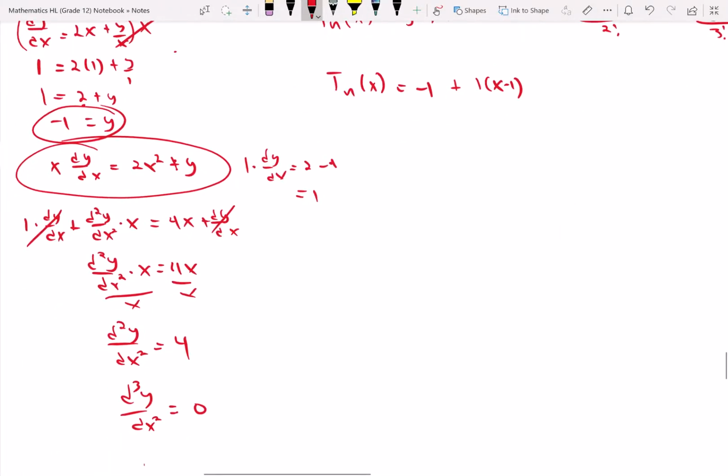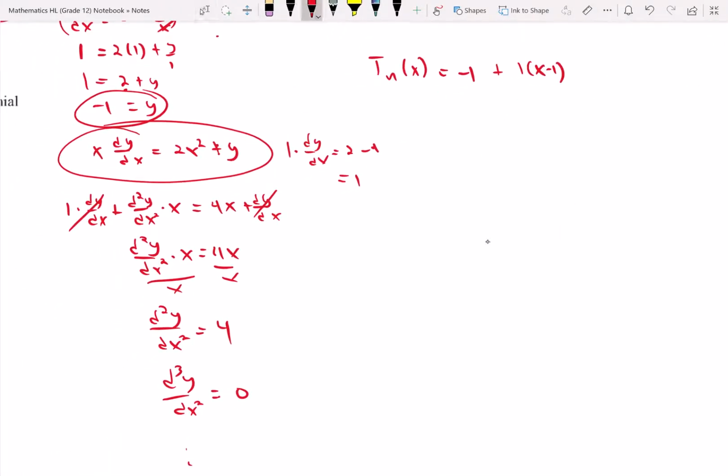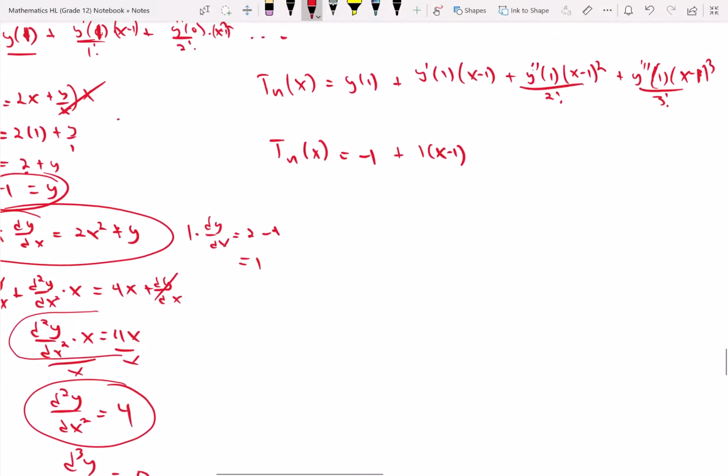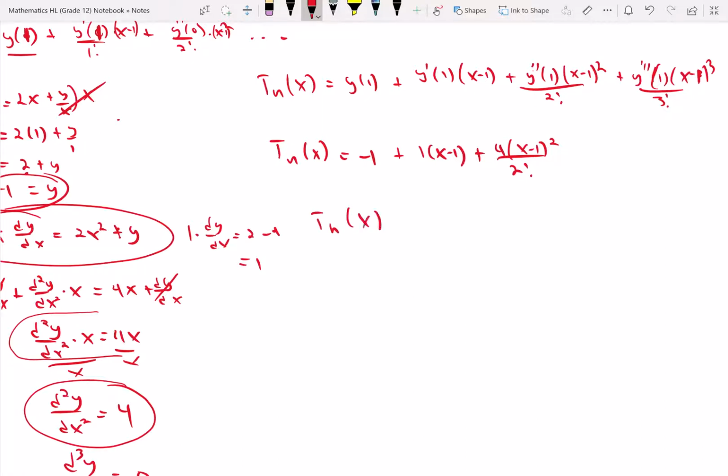Now we need the second derivative evaluated at 1. The second derivative here is just 4. So this is plus 4 times x minus 1 squared over 2 factorial. And then we can go ahead and rework this a little bit.